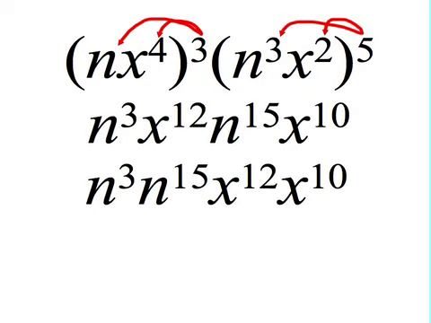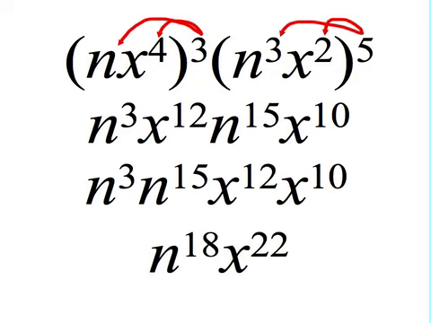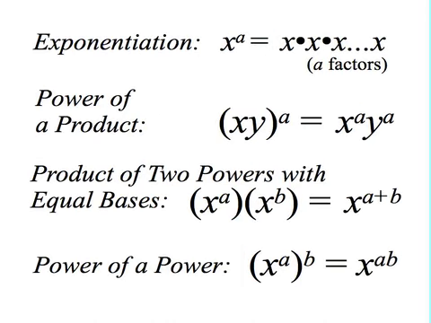And then we apply the rule product of 2 powers with equal bases. And in terms of the powers of n, that's 3 plus 15 is 18. For the powers of x, it's 12 plus 10 is 22. And that's just about as simple as we can get it for now. N to the 18th times x to the 22nd power.